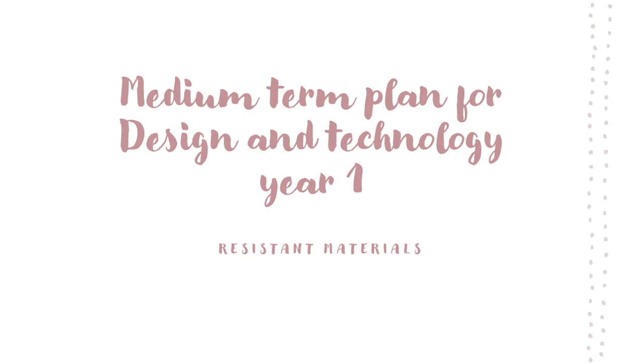I will show the intent, implementation and impact of a 6-week unit of work on resistant materials in design and technology for a Year 1 class, which will be observing, designing, making and evaluating models of playground equipment. I will start off by introducing the intent of a medium-term plan, explaining the purpose of design and technology.